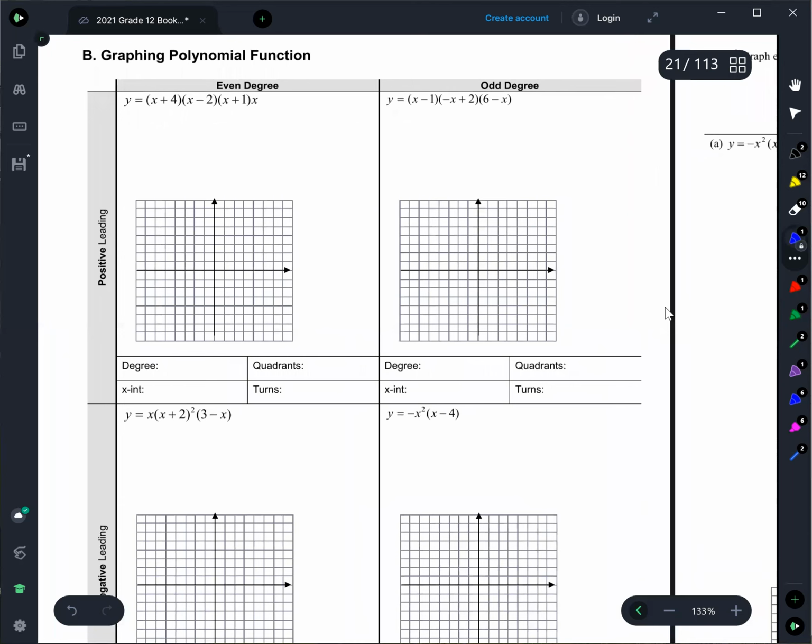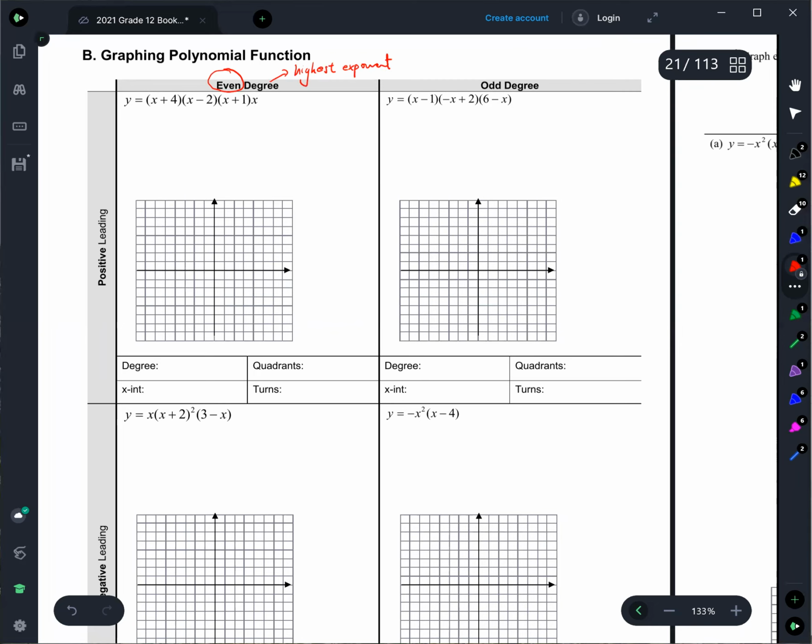So if you look at this chart, on the left side, you have even degree. Okay, so the degree refers to the highest. You can write that down, highest. Can even spell highest, H-I-G-H-E-S-T. Okay, highest exponent.